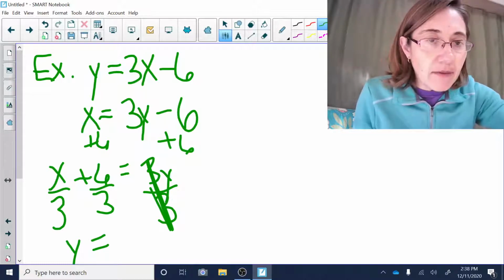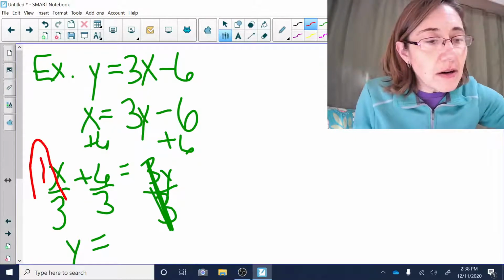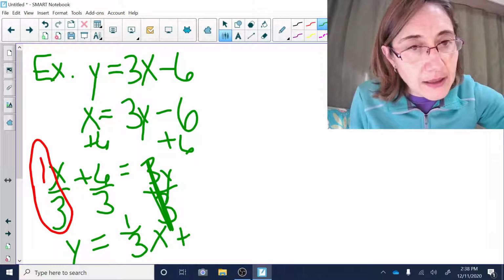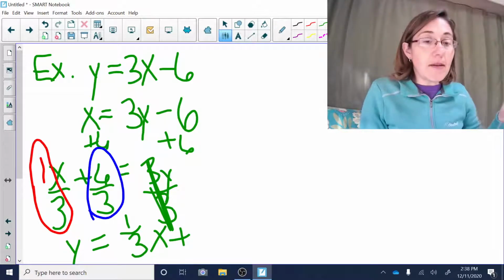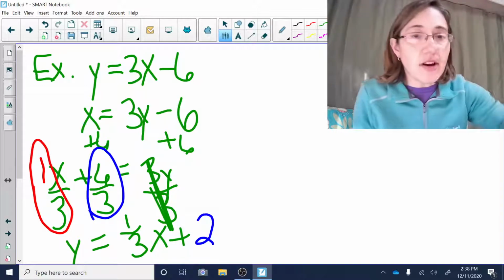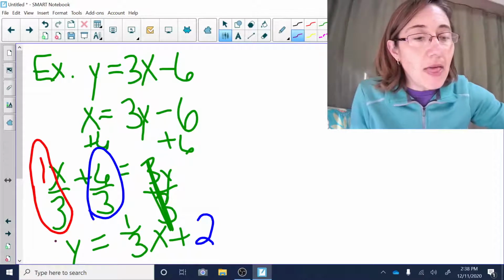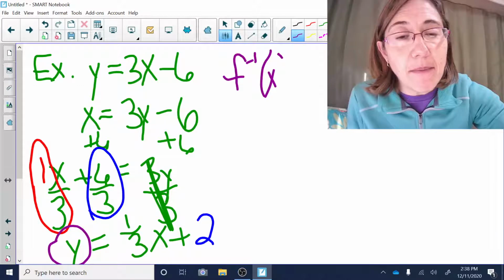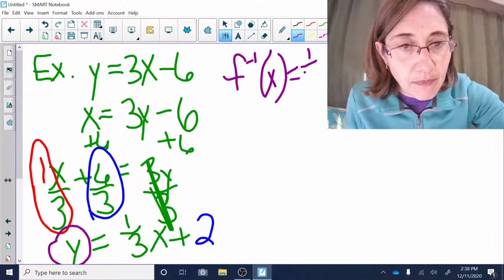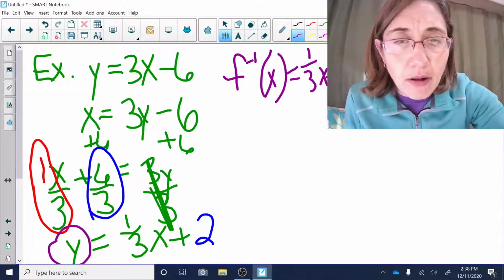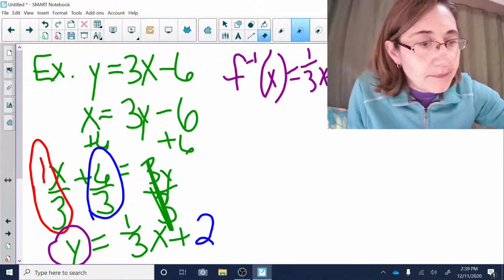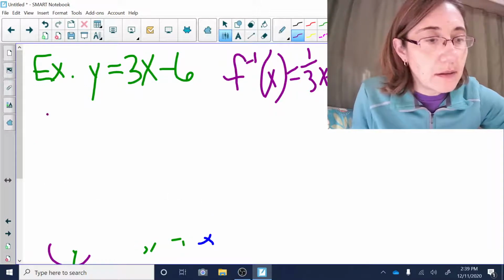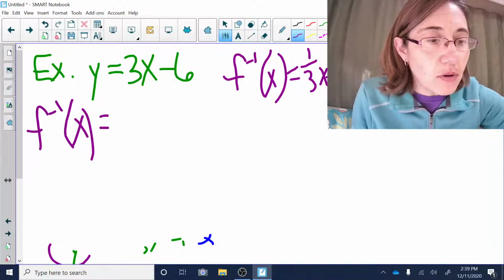So y equals, now in front of this x, I'm going to put a 1 right here so that it's easier for you to identify that slope. Do you see the 1/3? That's your slope. So y equals 1/3 x plus, and then if I simplify this fraction, 6 divided by 3, that simplifies to 2. Okay, so my inverse function here, remember if you're going to write the inverse, then you want to replace the y with the inverse f of x, and the symbol for that is with the little -1 up here. We talked about that before. So it's 1/3 x plus 2. Let me put it over here. The inverse f of x equals 1/3 x plus 2.